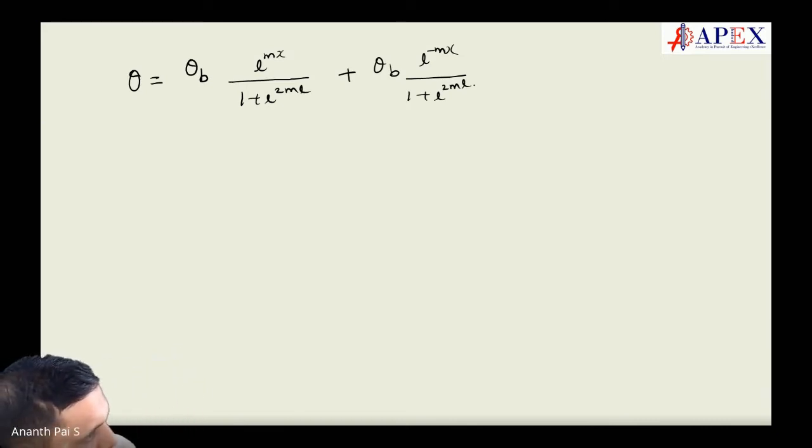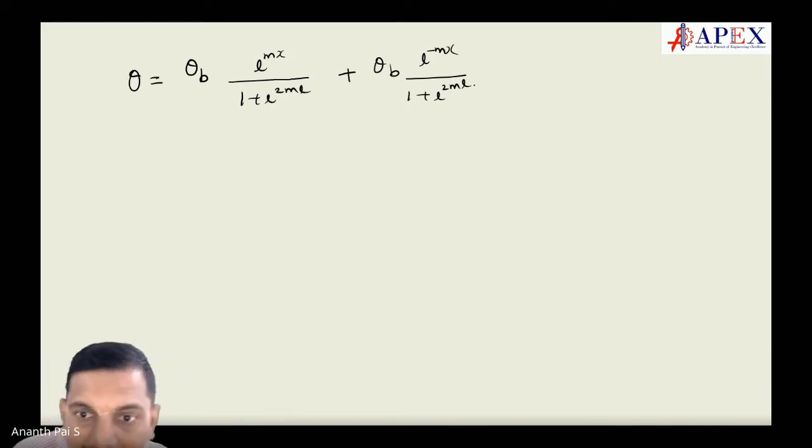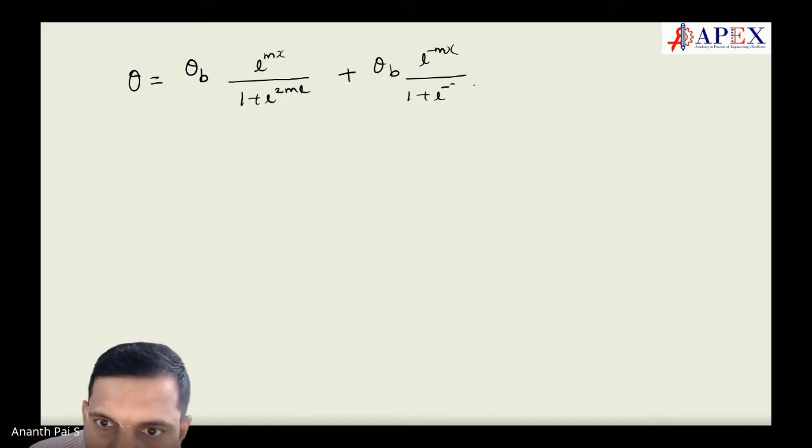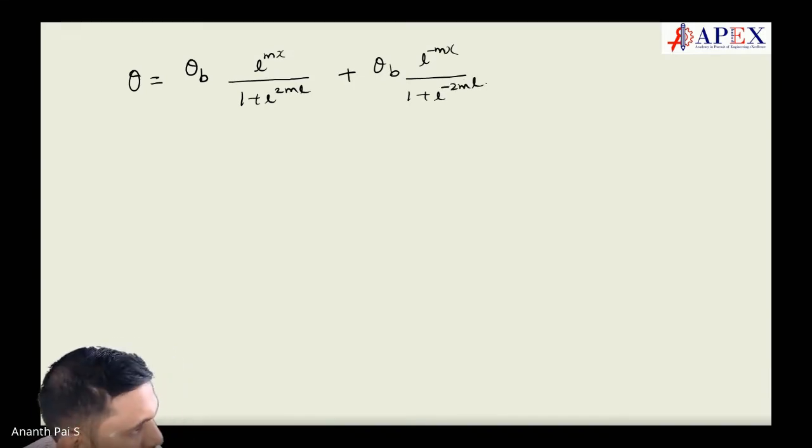Correct? C1 and C2, correct? No? Minus. I'm sorry. Minus 2 ml. Correct? This is the solution of theta with respect to x.